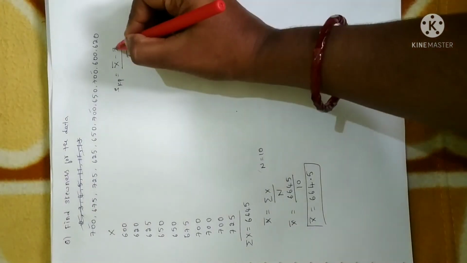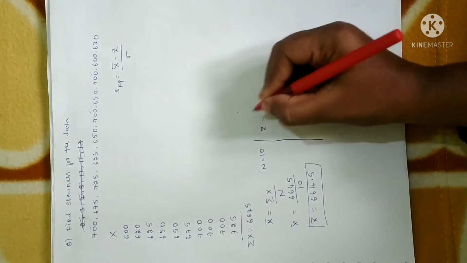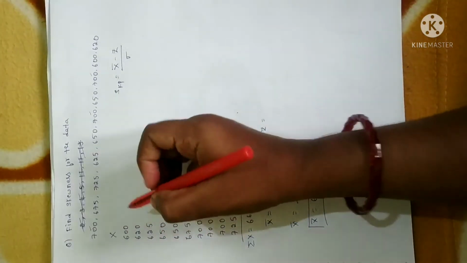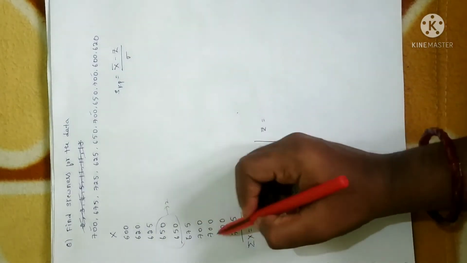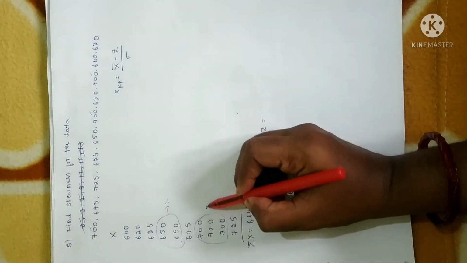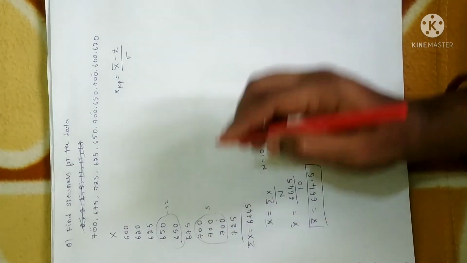Next, what we have to calculate is the mode value. As I already told you, the mode is none other than the highest repeated value. So here you can note that 650 is repeating, right? It is repeating 2 times, whereas 700 is repeating 3 times. So which is the more repeating term? It is 700. Therefore the required mode is 700.